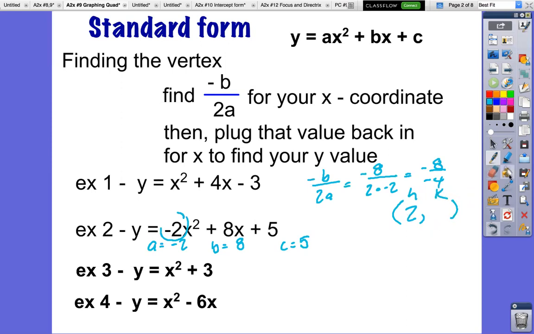Now we need to find the K value. So try this on your own. I'm not going to give you a ton of time. I'm going to give you guys about 30 seconds to plug H in for X. Go.